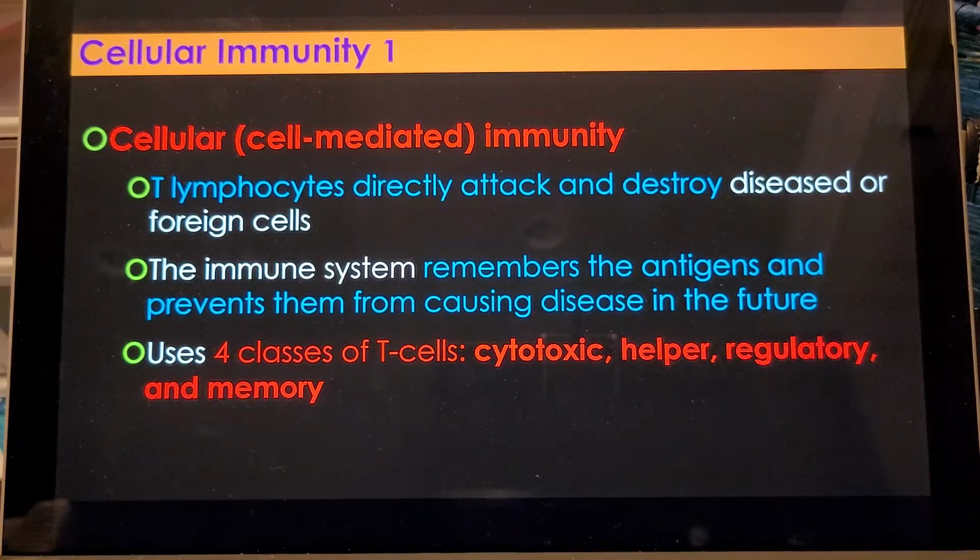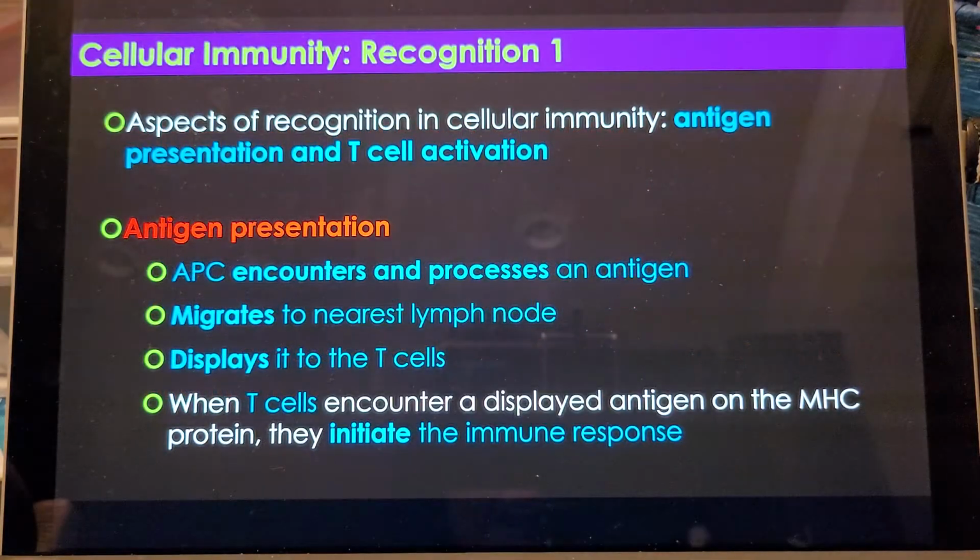So for cellular immunity, doing adaptive immunity, the specific defense, you have your T lymphocytes. Those are going to work as an antigen presenting cell. Once they've attacked, they can also remember your foreign pathogen in the future. So again, you already have a defense against something you've been exposed to. And we already talked about these earlier: your cytotoxic cell, your helper, your regulatory, and your memory, and what they do.